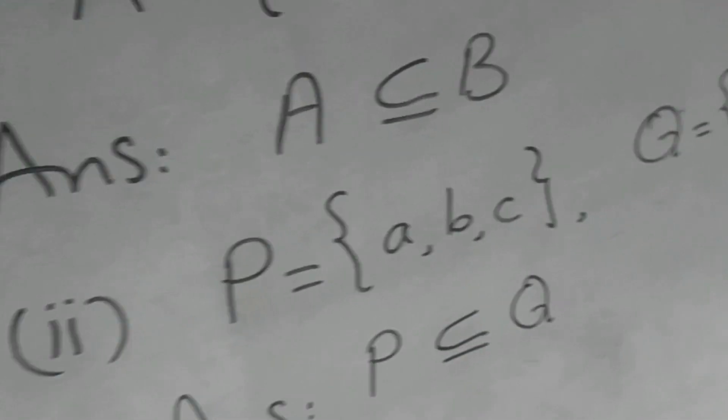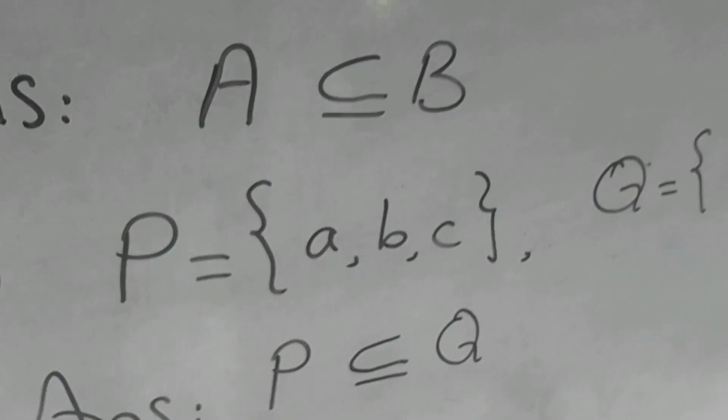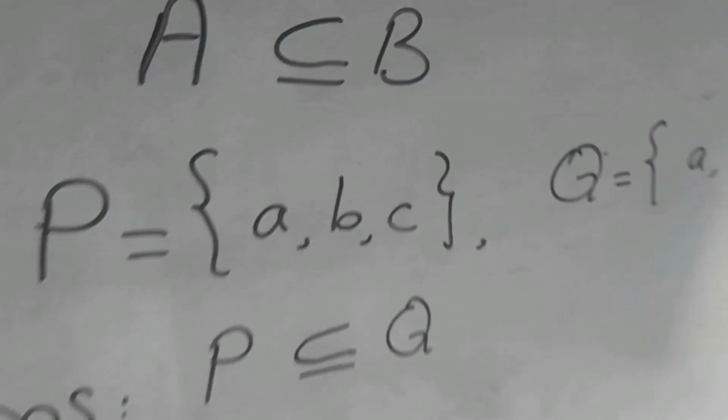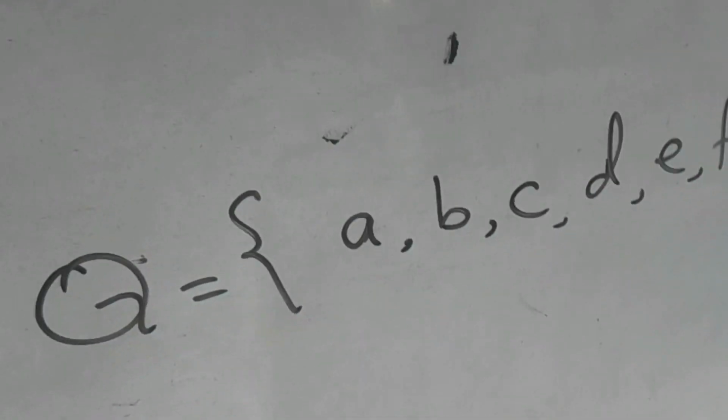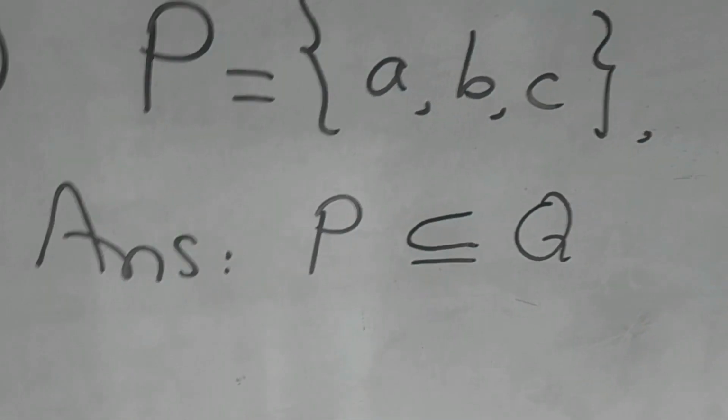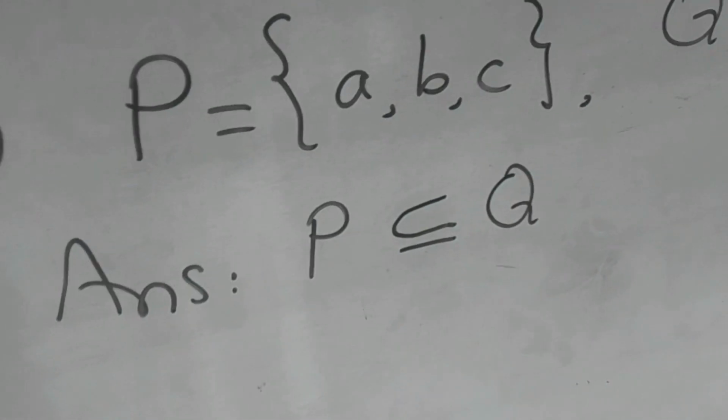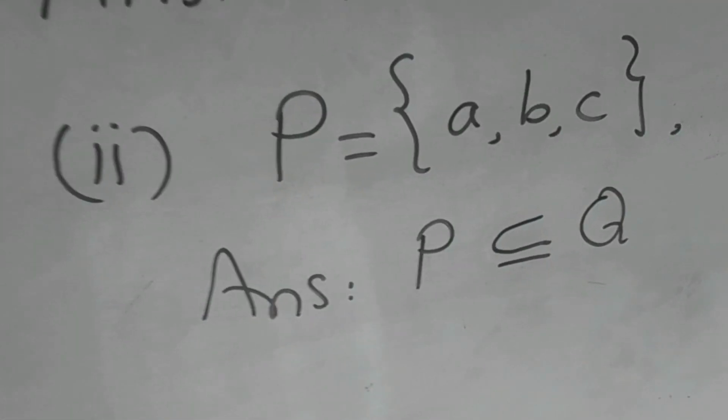Number two, similarly, P is equal to {A, B, C} and Q is equal to {A, B, C, D, E, F}. So we can see that all members of P, A, B, C are also the members of Q, A, B, C. So we can write it as P is a subset of Q. That's all.